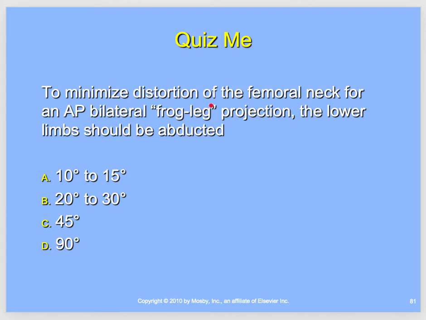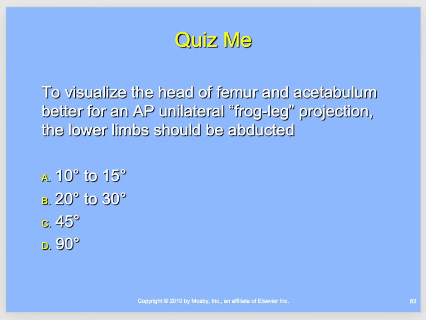So to minimize distortion of the femoral neck for the AP bilateral frog leg projection, the lower limbs should be abducted. Remember when we talked about the different degrees of abduction, there was one to minimize the distortion of the femoral neck, and the other ones kept increasing. So for the frog leg, to minimize the distortion, we are going to be at that 20 to 30 degree abduction.